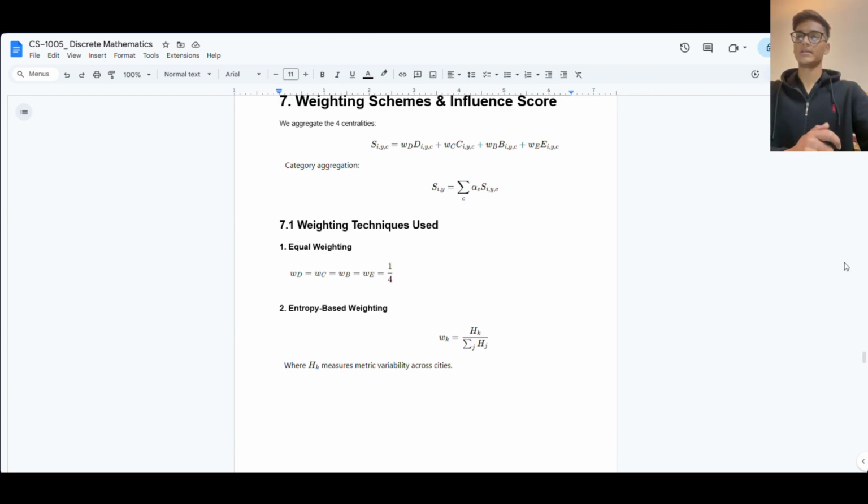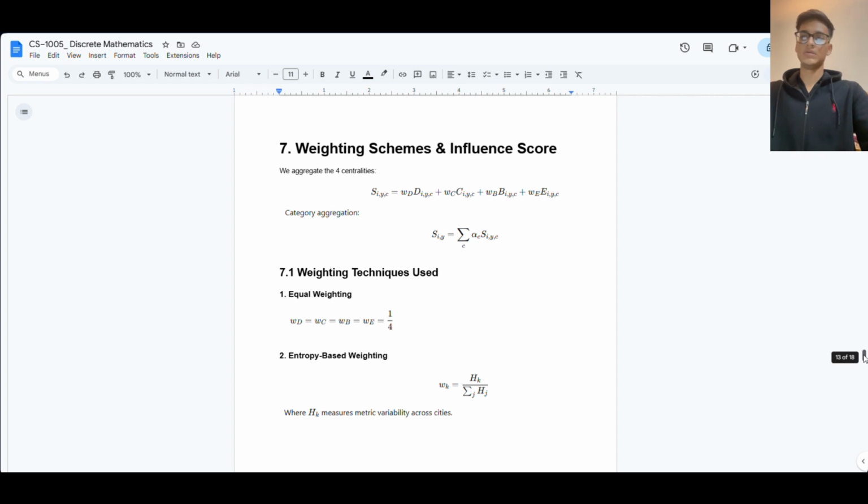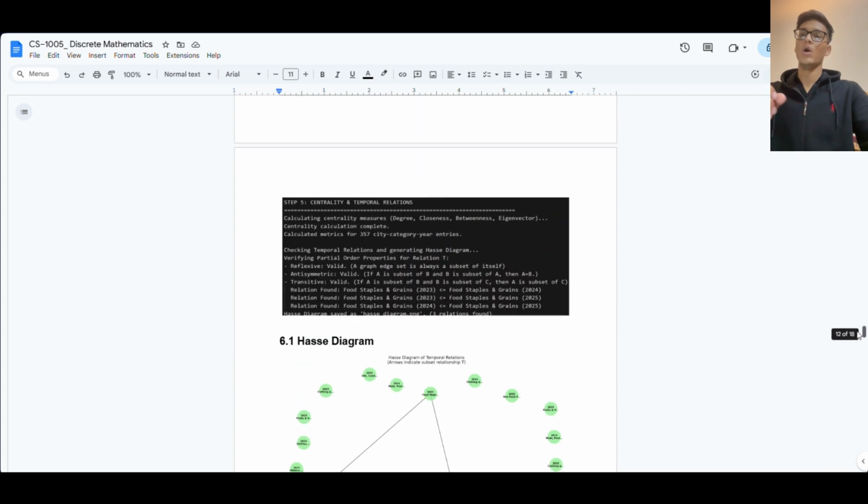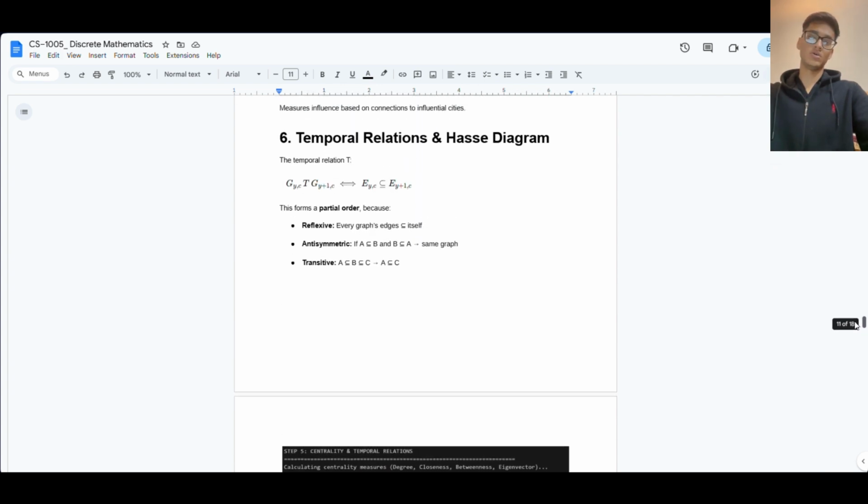So now I'll explain how we analyze the temporal evolution of the CPI similarity networks using relations and partial orders. We defined a relation T between two years y1 and y2 such that y1 T y2 implies the edge set of graph y1 is a subset of the edge set of graph y2. So this means that if all similarity connections present in one year also appear in the next, we consider the first year less than or equal to the second.